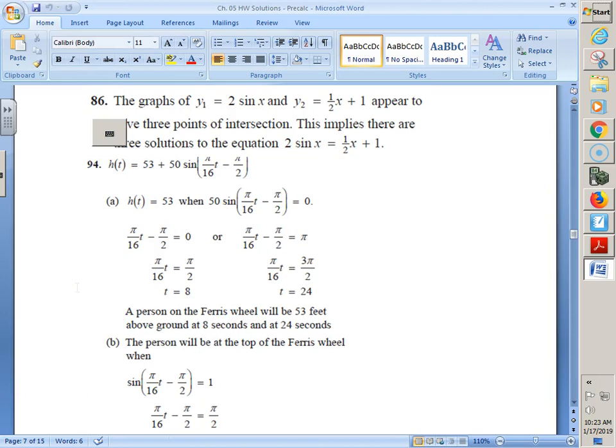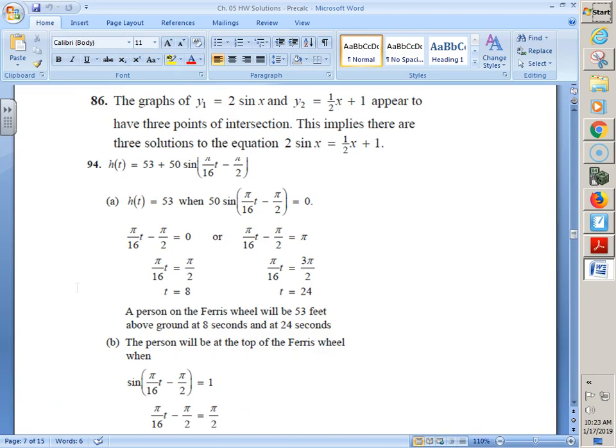Number 94, was he the Ferris wheel? Oh, yeah, there he is. He's the Ferris wheel problem. They give you this example here, and they ask you a few details as far as when someone's at the top of the Ferris wheel.